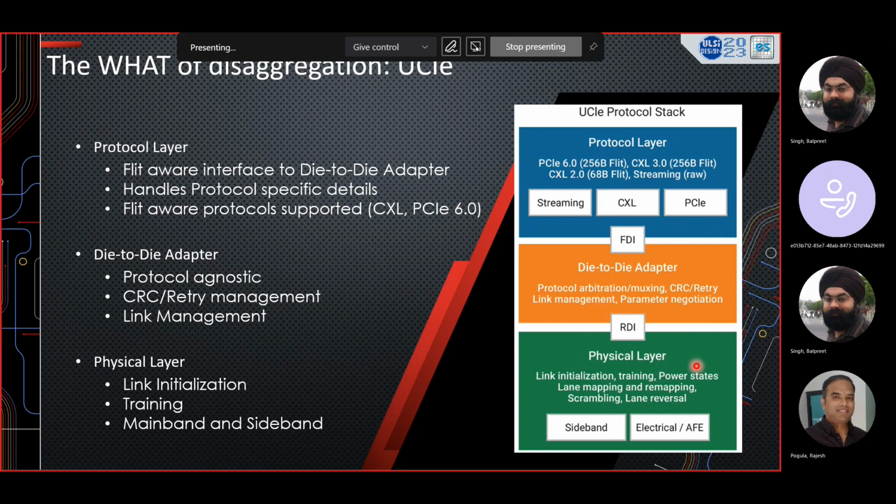And then the PHY layer, which takes care of the training, the power management, the link bring up, scrambling, lane reversal. So the PHY, the die-to-die adapter, and the initial protocol layers, these three things have been originally defined in the 1.0 specification. The physical layer also has a main band and a sideband. The main band is there for the main data path, while the sideband has been created for any kind of handshake or any sideband exchanges.